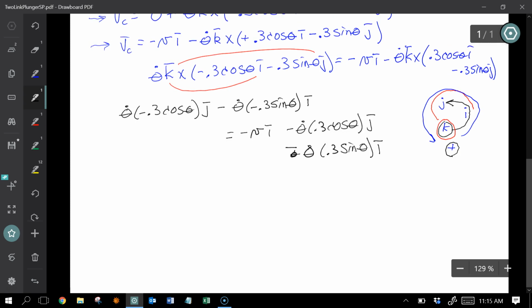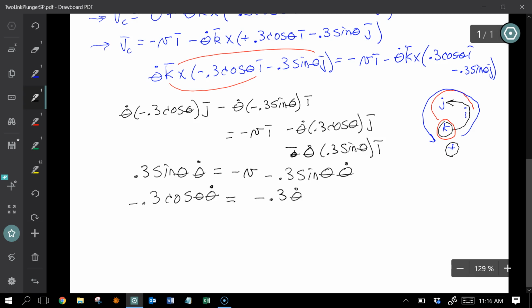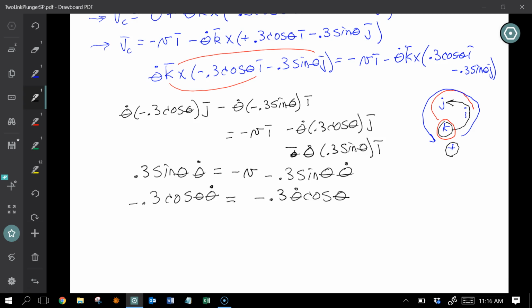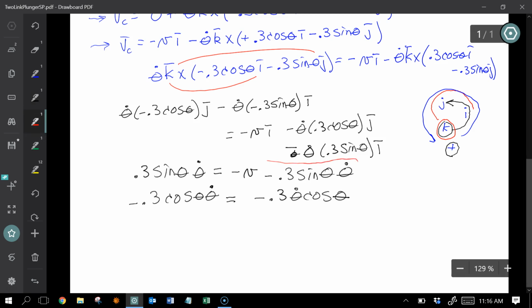Now to extract the equations that you need, you take all of the I's on the left-hand side equal to the I's on the right, the J's on the left equal to the J's on the right. So on the left-hand side, I have a positive 0.3 sine theta theta dot in the I. And then over here on the right-hand side, I have a negative V, and I have a minus 0.3 sine theta theta dot. And then the J's on the left, I have a negative 0.3 cosine of theta times theta dot. And on the right-hand side, I have a negative 0.3 theta dot cosine of theta. Okay, and so you get two equations. For each vector equation, you end up with two scalar equations.